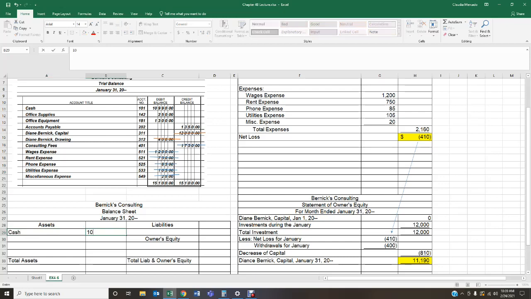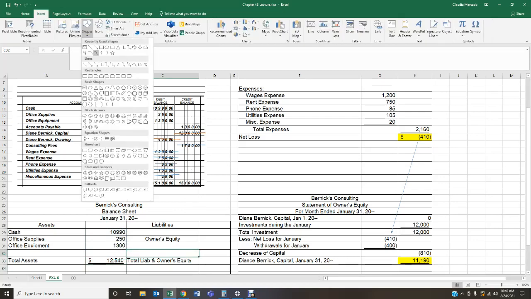So I've got cash of $10,990. I've got office supplies of $250, and I've got office equipment of $1,300. Okay, so we're going to add those three together, and then that's going to give us total assets of $12,540. Okay, so my assets, I'm going to go ahead and mark them off.